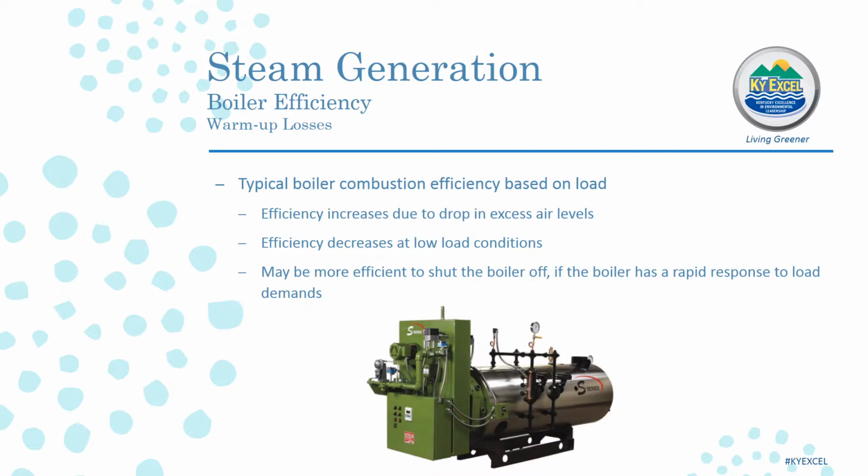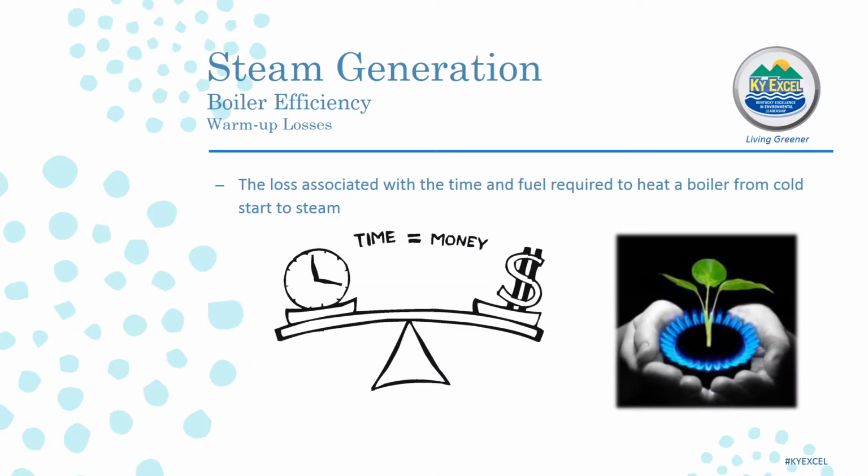Given the lower efficiency at low fire, it may be more efficient to shut the boiler off if the boiler has a rapid response to load demands. However, make sure to take warm-up losses and thermal stress into consideration before shutting the boiler off. To ensure that your boiler operates at high efficiency, it is best to operate at full load conditions. Warm-up losses are the losses associated with the time and fuel required to heat a boiler from cold start to steam. Remember, labor hours must also be considered in warm-up losses.